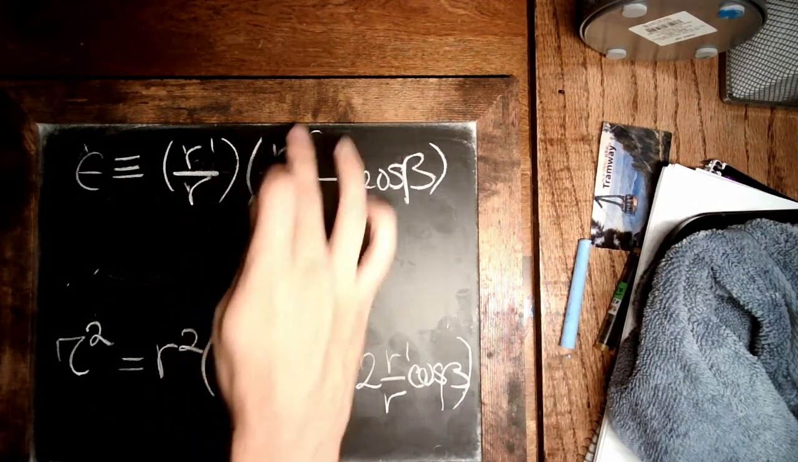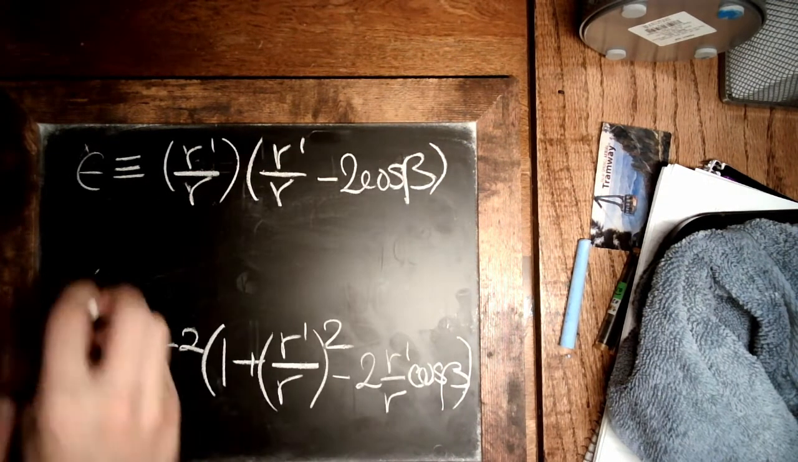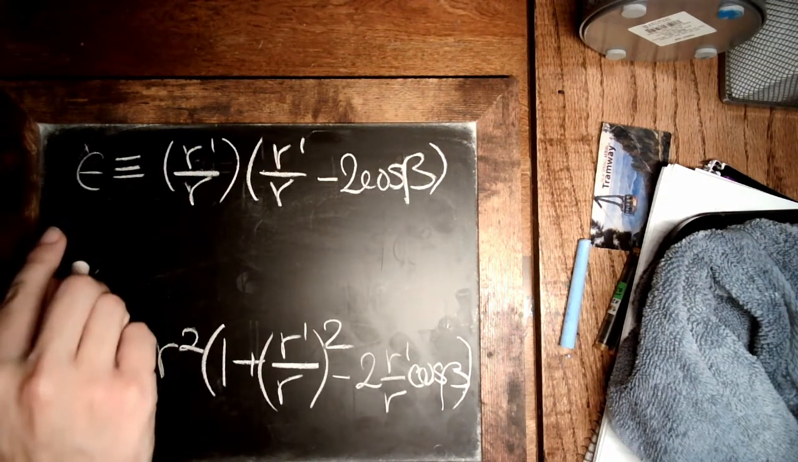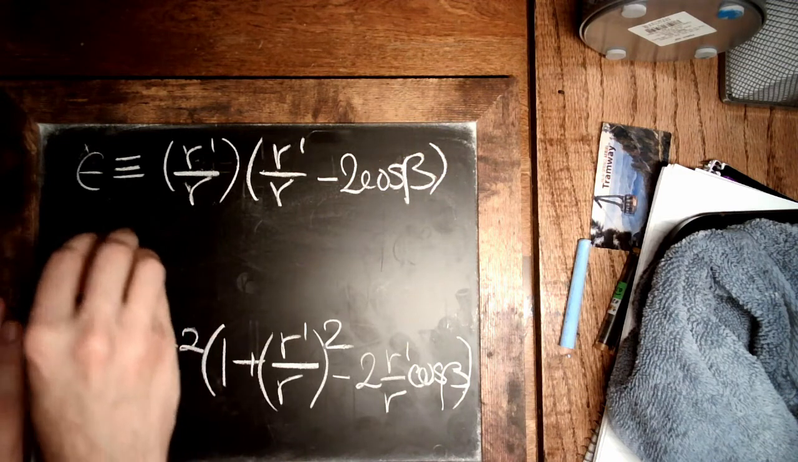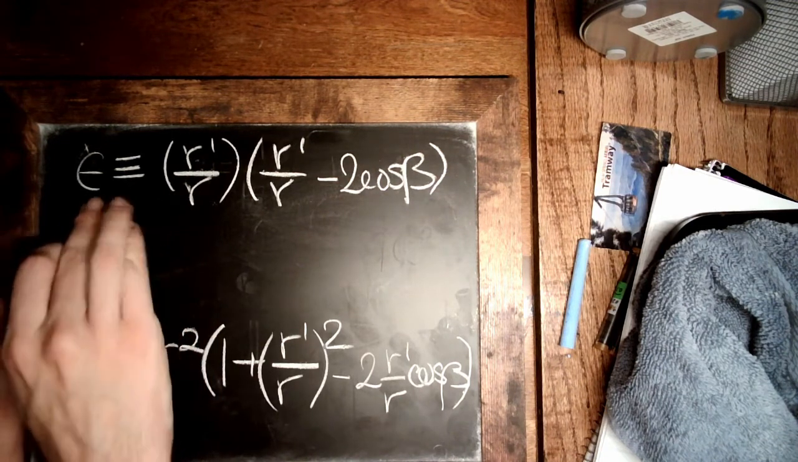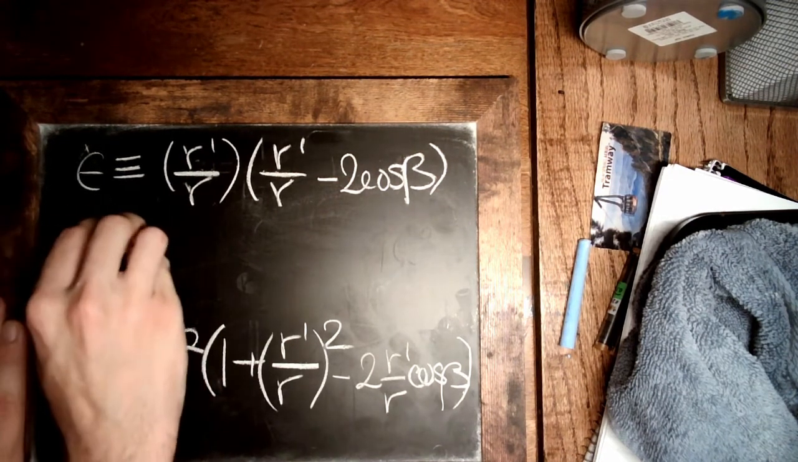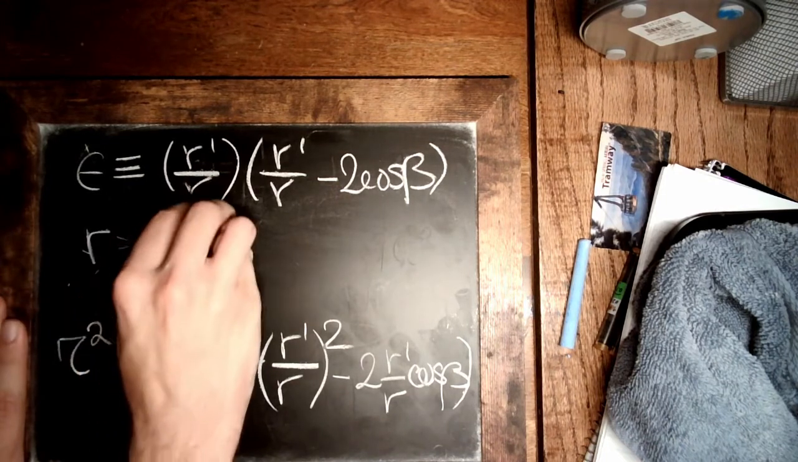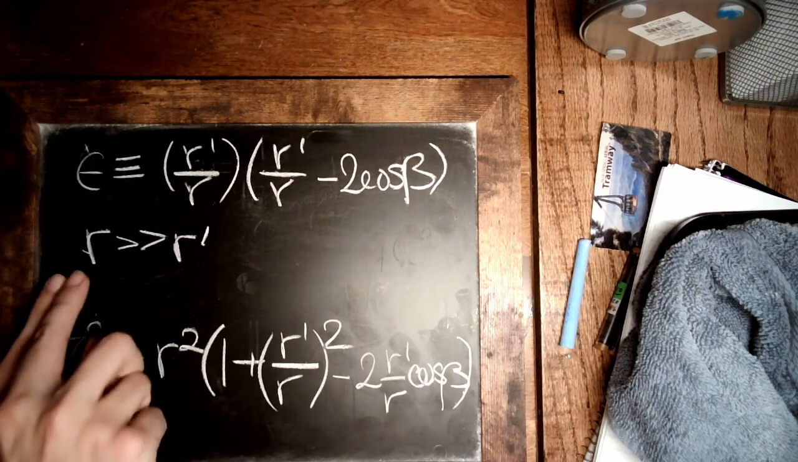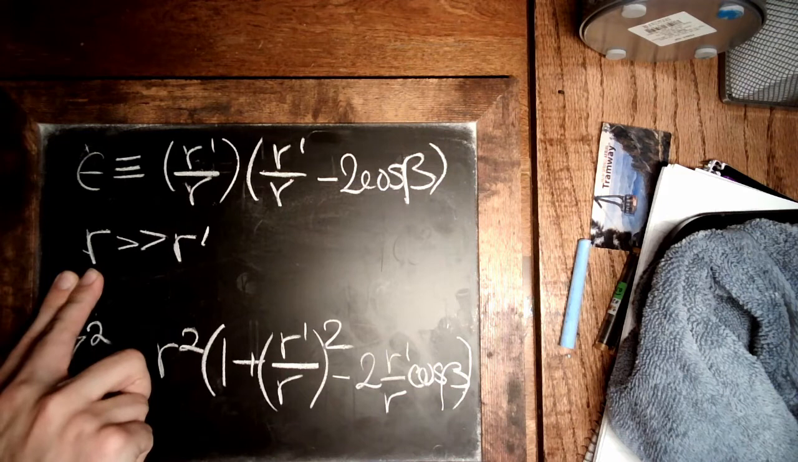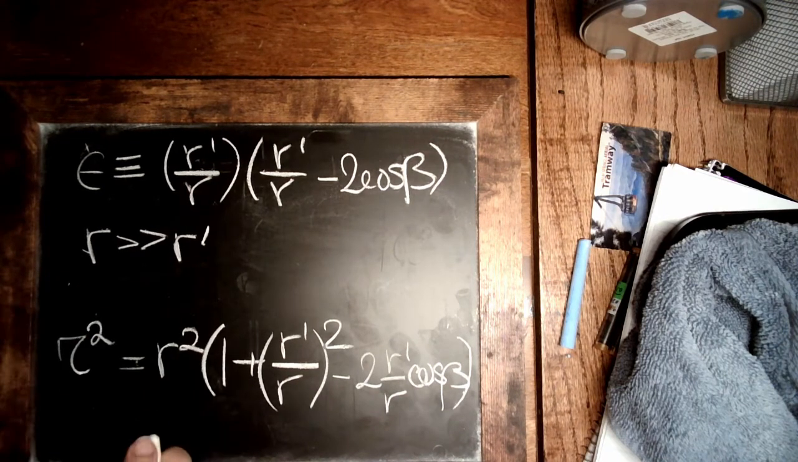This is where the approximation is going to be important. We want to say that we're very far from the field point, that r is much greater than r prime. So we're very far away from the charge compared to the size of the charge distribution from the origin.